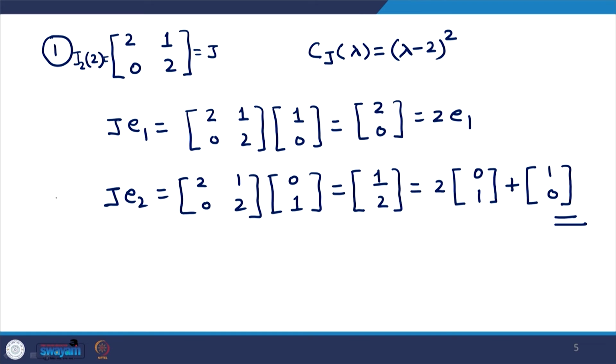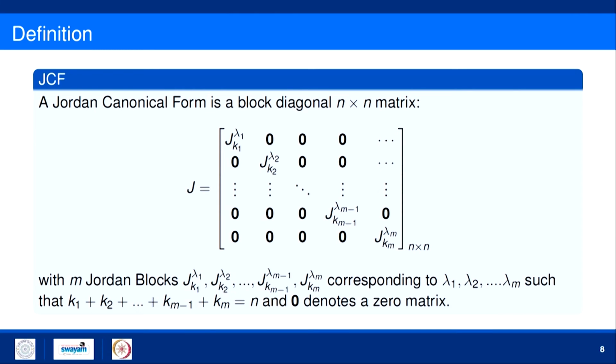This is the third property. Now, when we talk about Jordan canonical form, a Jordan canonical form is a matrix which has many Jordan blocks. Formally, we can define it: a Jordan canonical form is a block diagonal matrix of size n in this form, J_k1(lambda 1), J_k2(lambda 2).